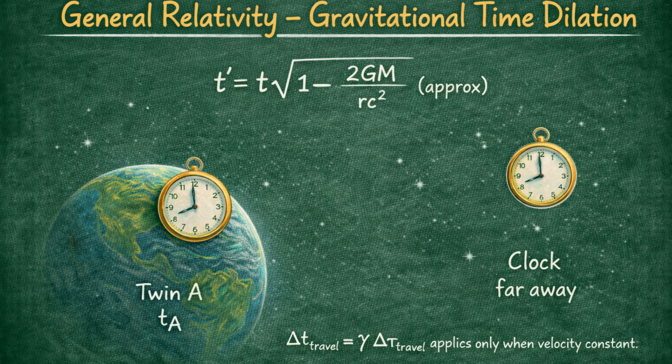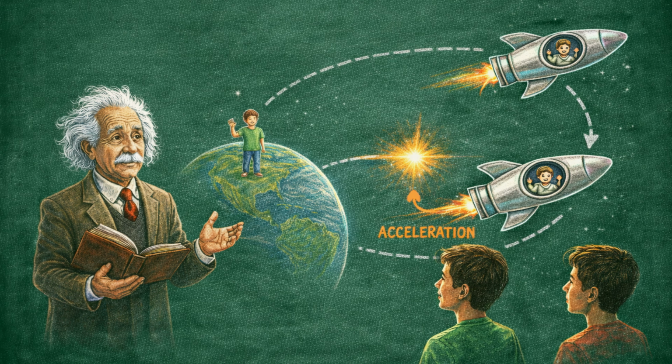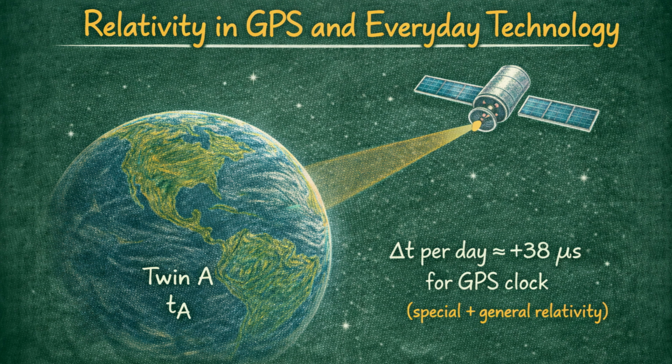Einstein's general relativity adds that gravity also affects time. Clocks deeper in a gravity well tick slower. For example, a clock at Earth's surface runs slightly slower than one on a high mountain or satellite. This gravitational time dilation was measured. For example, GPS satellites correct for it. Thus, both relative velocity and gravity influence how time flows.